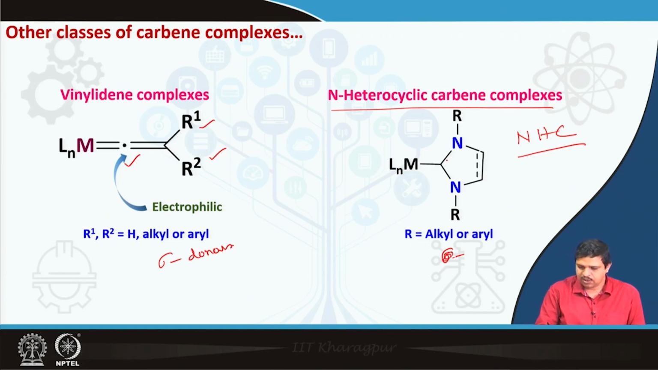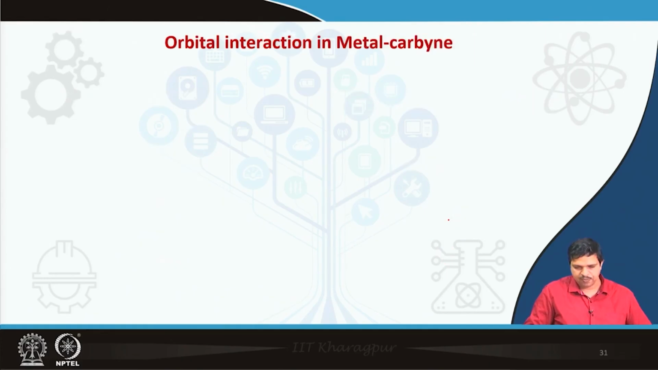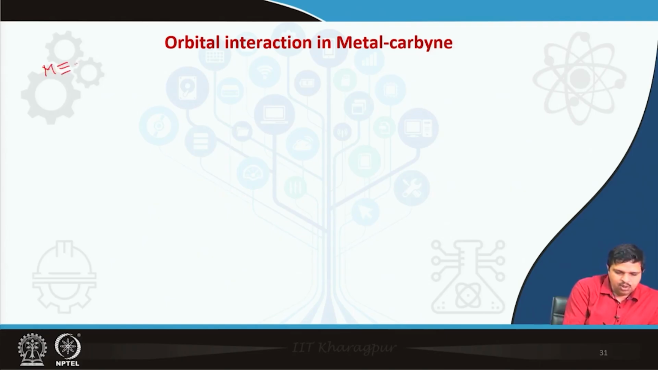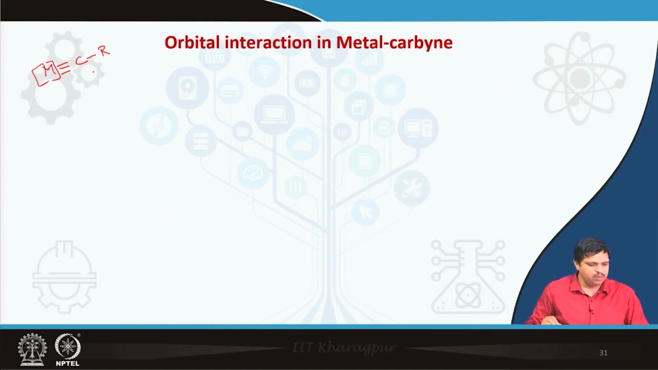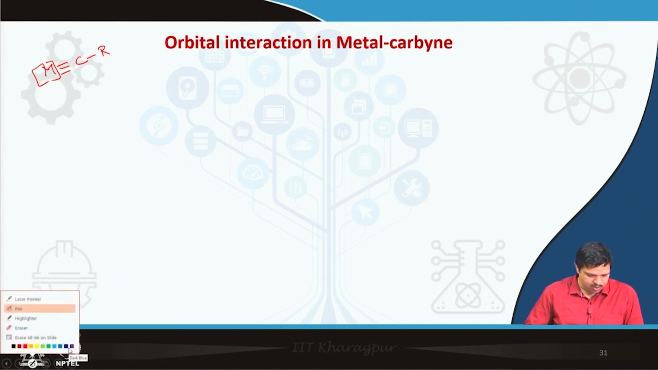Here you will see this is the carbene carbon, and this kind of design is very important to stabilize the carbene. Why it is so, we'll discuss later. Just try to understand now the versatility of metal carbene complexes. Similarly, besides the metal carbene, we also have the metal carbyne complexes. If you understand the orbital interaction for metal carbene complexes, you will be able to draw the qualitative orbital interaction for metal carbyne also.